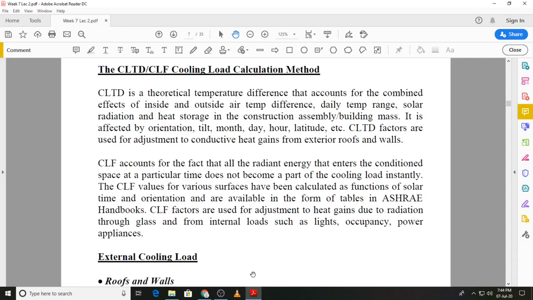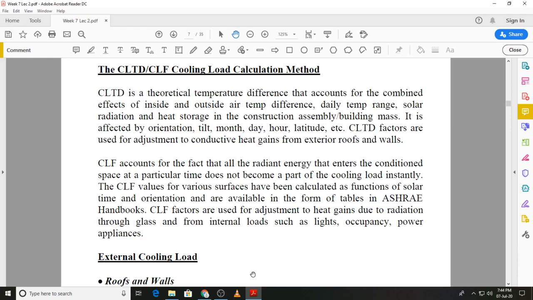In addition, there will be a variation of the incident solar radiation depending on the latitude. That means if at 9 a.m. you have a building in Karachi, and if you have a building exactly the same in Lahore at 9 a.m., the radiation incident will be different because the latitudes are different. And in addition to all those, there is the type of construction.